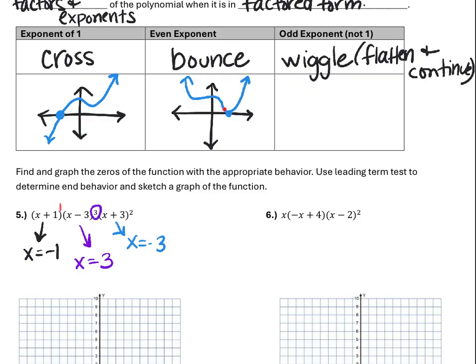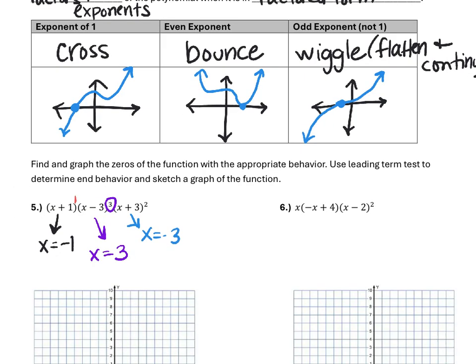Your wiggle or your bounce changes directions. It's going down, it touches, and it goes back up. What the wiggle looks like is it comes toward the axis, it flattens out as it crosses, and then keeps going. Okay? So it's a much flatter cross of the axis than the cross. Okay? Is that not just like a cross? No, because it's not as linear, it's very flattened out.